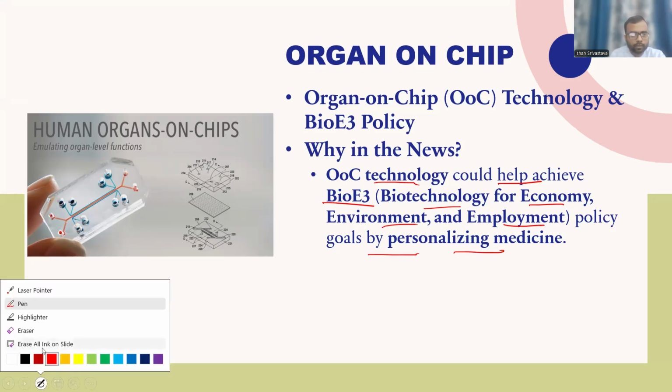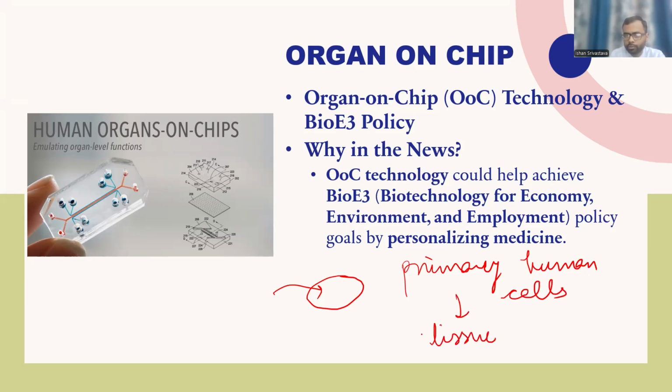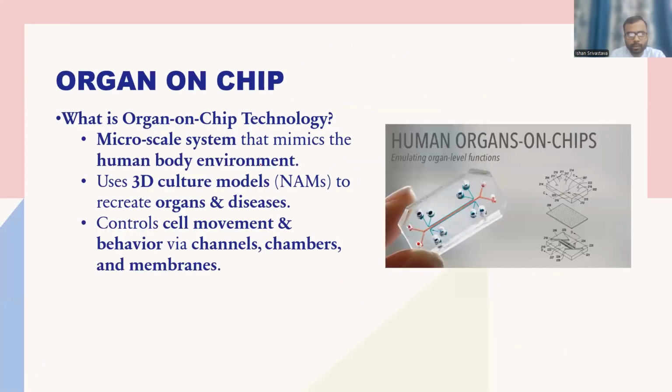What they do is they have a chip, or you can say a tray, in which they grow some primary human cells, right? And when they grow it, they'll either grow it into a tissue or an organ, right? And then they will also develop all the associated pathways. What do I mean by that? I mean that they will also build several channels, chambers, membranes, right?